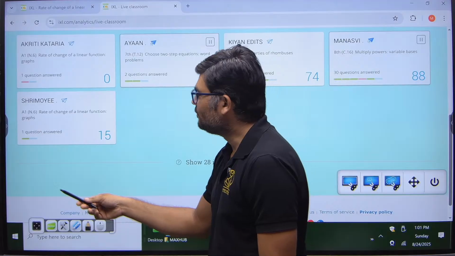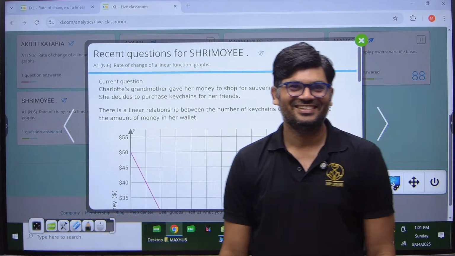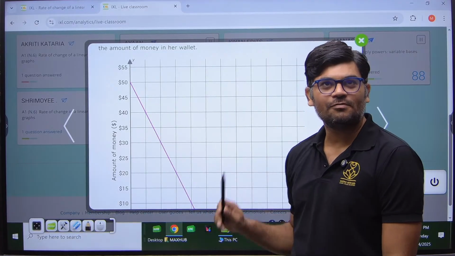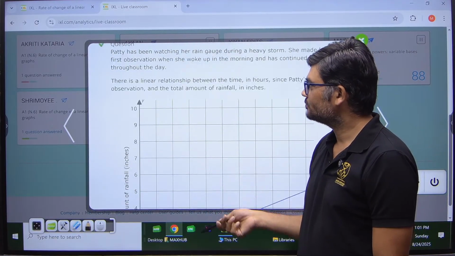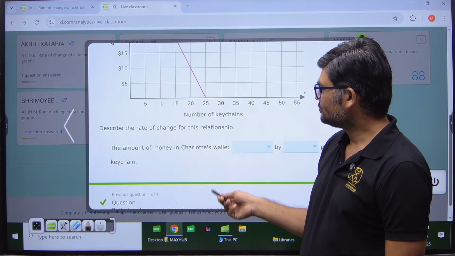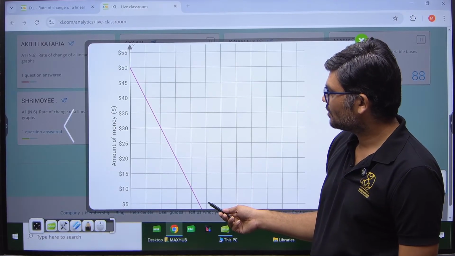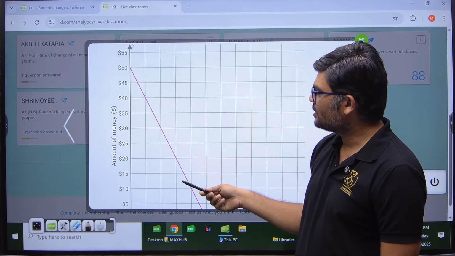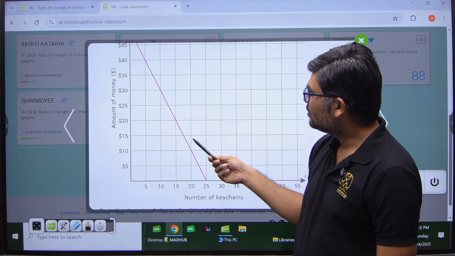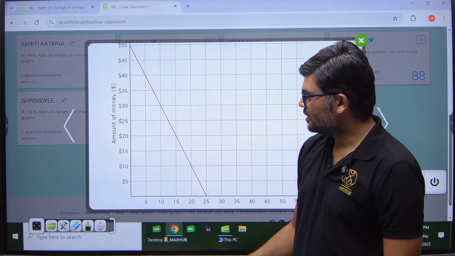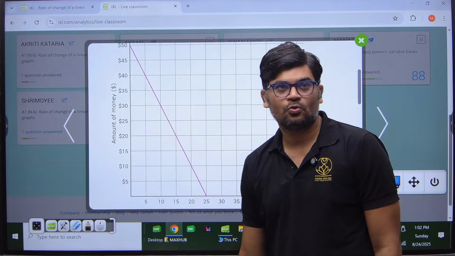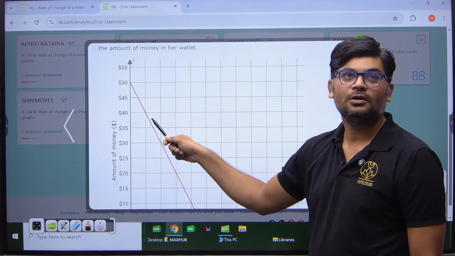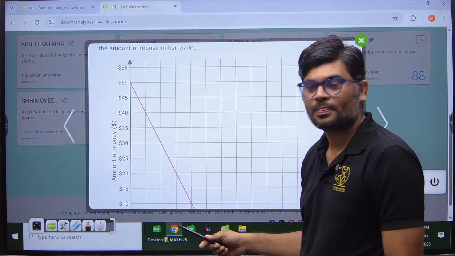Shrimoy opened with 15 marks. Good going. Now this is decreasing, beta. The graph itself shows you it is decreasing. So you are going 10 units down and 5 units here. So 10 by 5 is how much? 2. Shrimoy, you understood this question? How to do it? No?